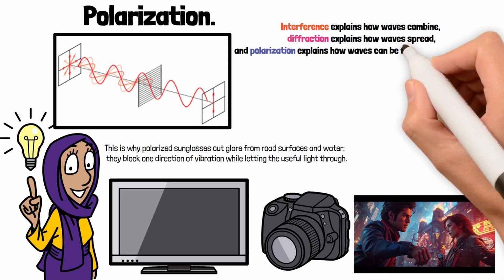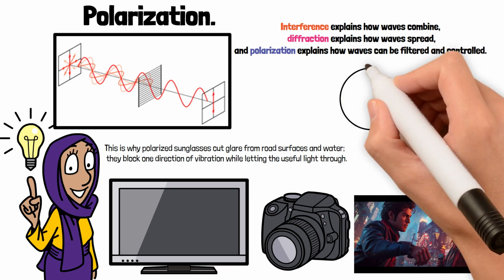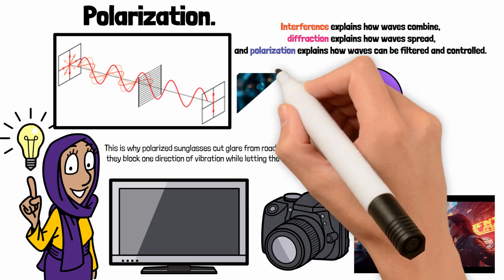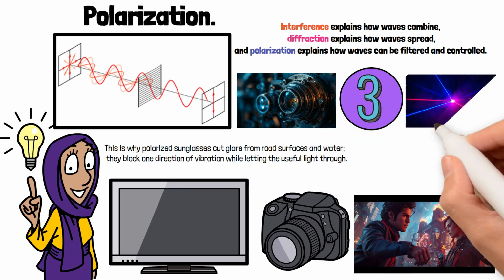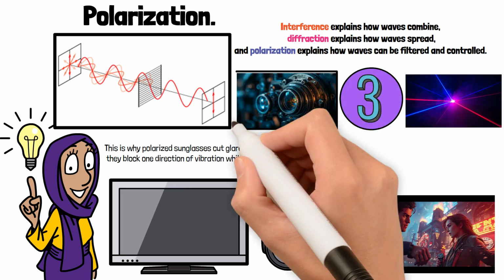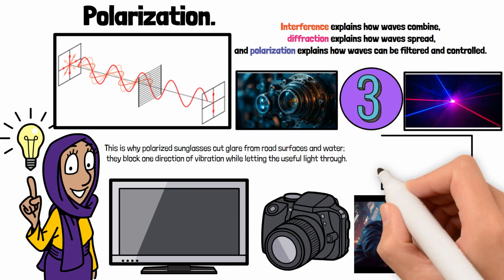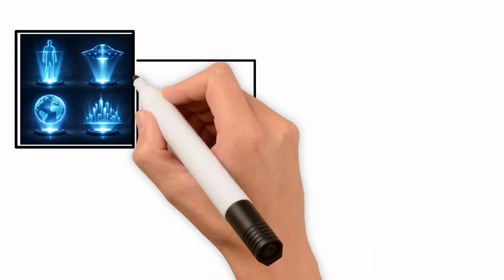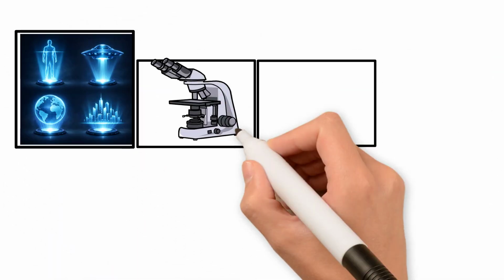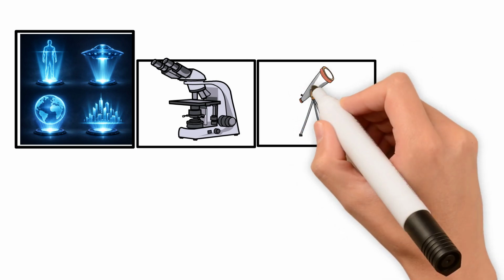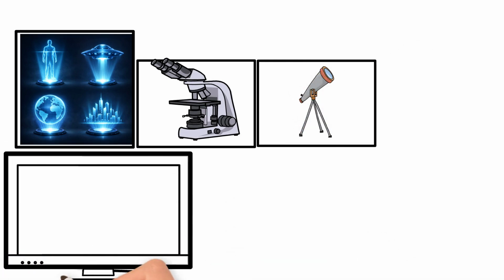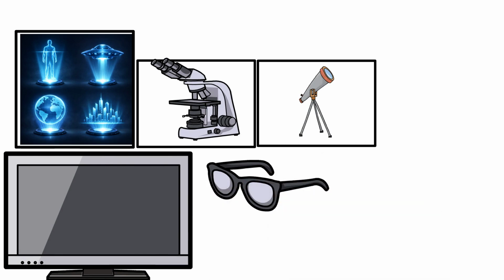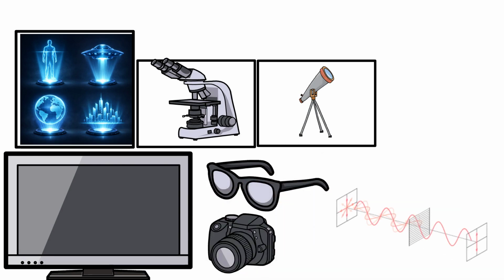filtered and controlled. Together, these three behaviors are the backbone of modern optical technology. Lasers rely on interference to stay pure and sharp. Fiber optics guide light by minimizing diffraction. Holograms are nothing but captured interference patterns. Microscopes and telescopes push against diffraction limits to sharpen images. And screens, sunglasses, and cameras use polarization to shape the light we see.